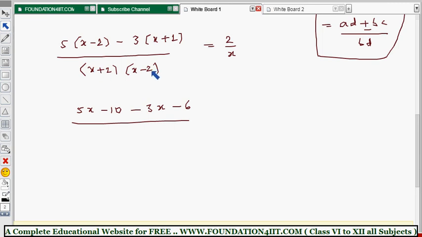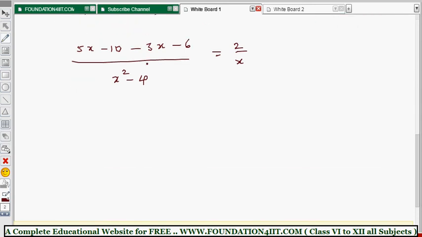A plus b into a minus b is a square minus b square. So we can multiply. There is x square minus 2 square. So that is 4. Is equals to 2 by x. If you multiply also, so normally take first term and this both terms, you get the same answer. Then simplify. 5x minus 3x is 2x, minus 10 minus 6 is minus 16. By x square minus 4 is equals to 2 by x is RHS.